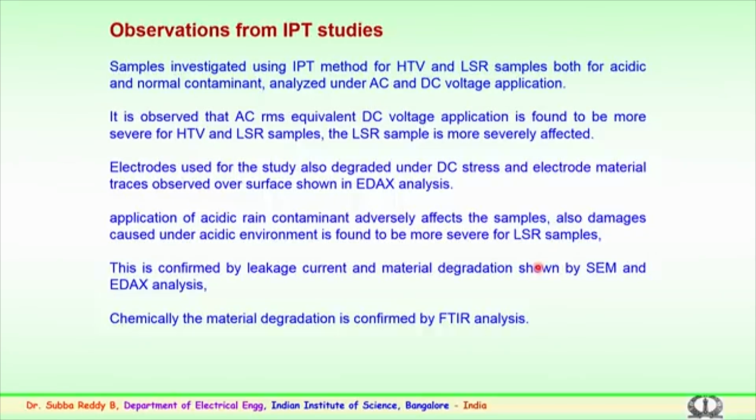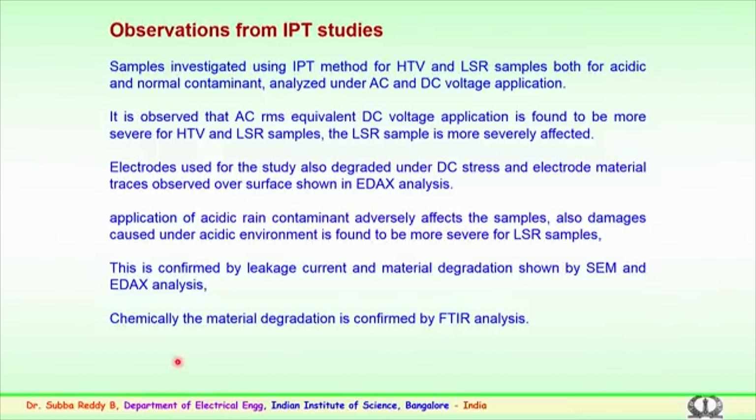The electrodes used for the study also degraded under the DC stress, and electrode material traces were observed over the surface in the EDAX analysis. Regarding the application of acid rain apart from the normal contaminant, the acid rain contaminant has adversely affected the samples and causes more damage under an acidic environment, and it was more severe in the case of liquid silicone rubber samples.